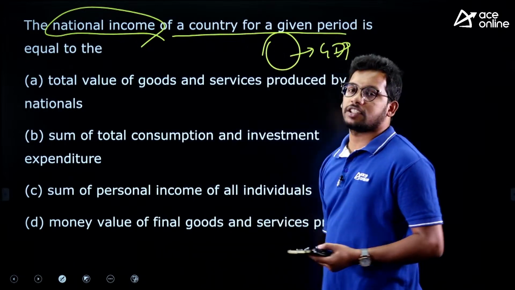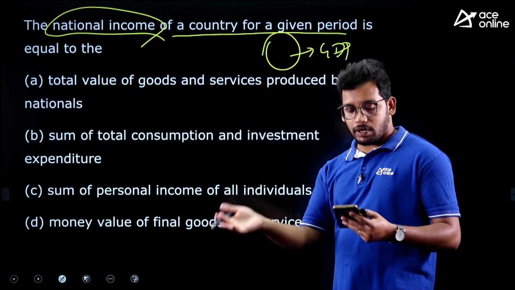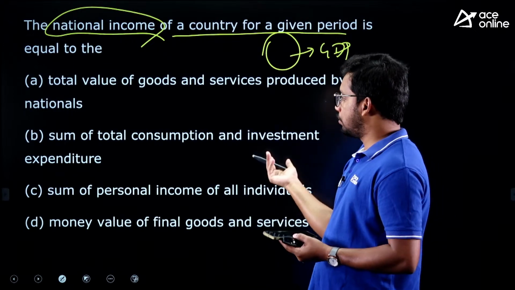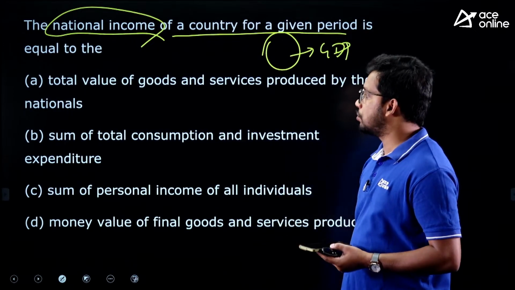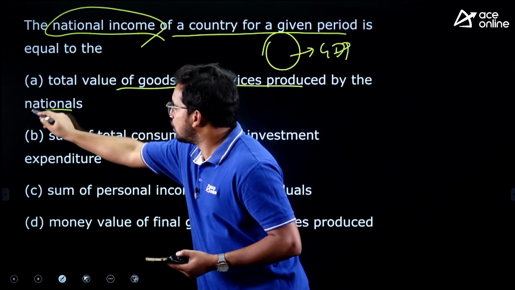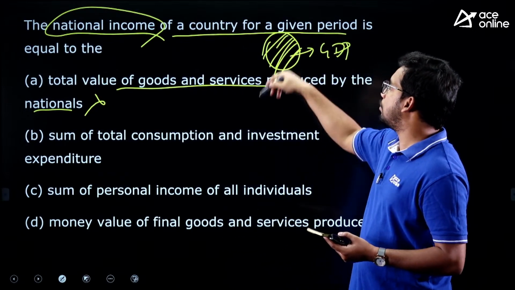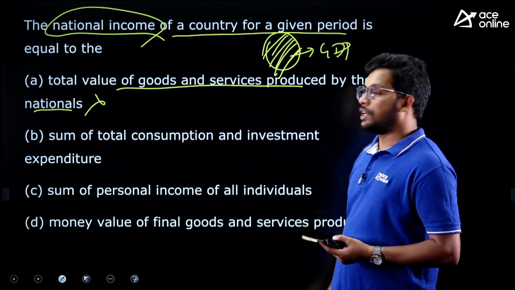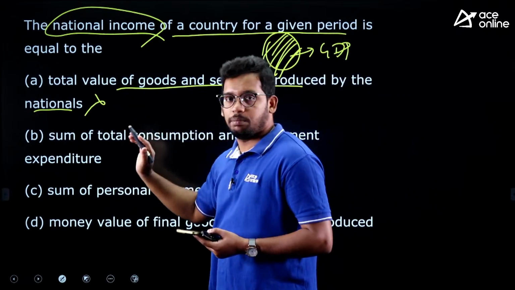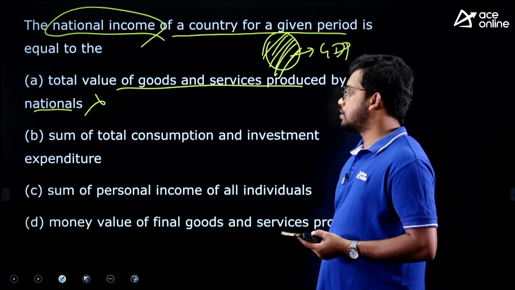Now they are directly asking the definition. What is GDP? We have discussed GDP. Go back if you haven't. Listen, this GDP that we have discussed in the first question. Total value of goods and services produced by the nationals. No. In GDP, whatever goods, whether foreigners or anyone produce within our boundaries, will be considered as GDP. So not nationals, but all the people residing in India. So this is wrong.